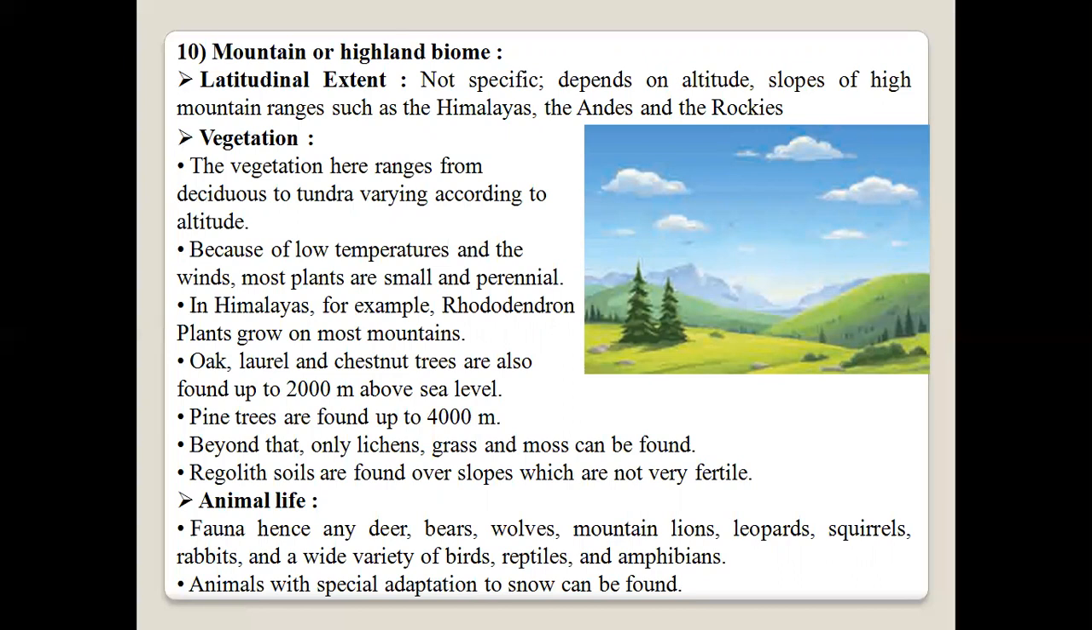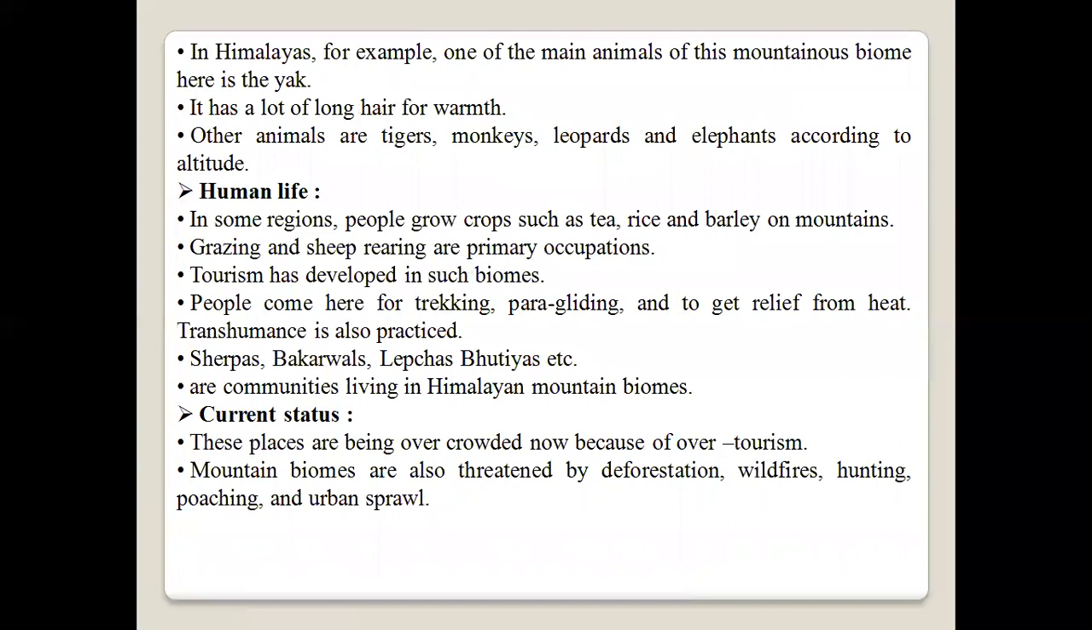Animal life: fauna here include deer, bear, wolves, mountain lions, leopards, squirrels, rabbits, and a wide variety of birds, reptiles, and amphibians. Animals with special adaptation to snow can be found. In the Himalayas, for example, one of the main animals of these mountainous biomes is the yak. It has a lot of long hair. There are other animals such as tigers, monkeys, leopards and elephants, according to altitude.